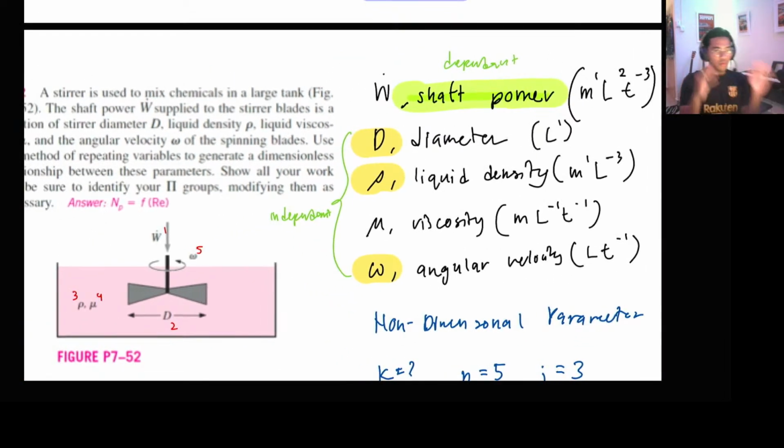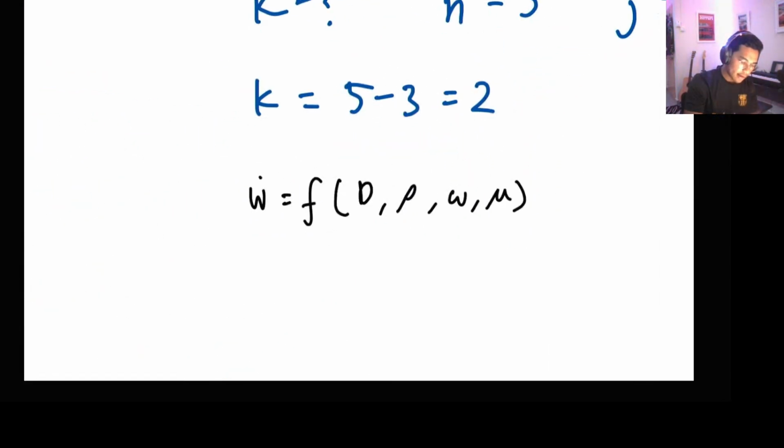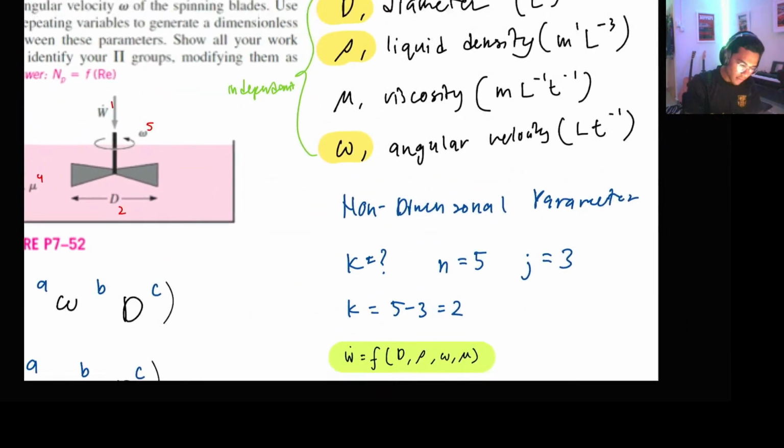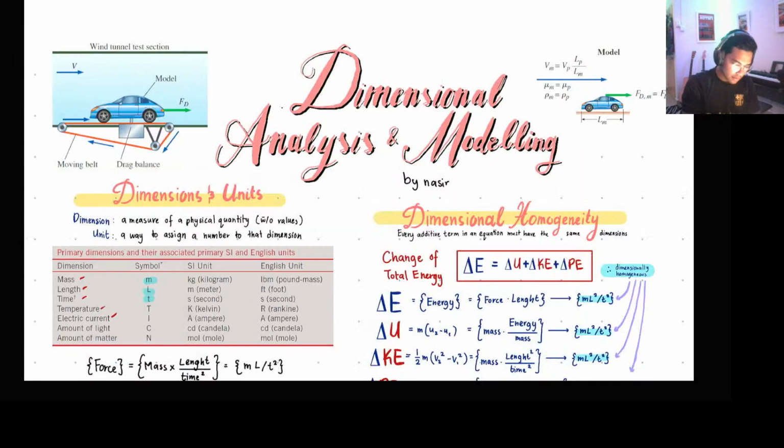Okay, so now you want to generate a function where W is a function of the others. Yes, this one. So once you find the dependent parameter, you want to write this equation, where W dot, which is shaft power, is a function of diameter, density, viscosity, and velocity. Okay. So now we go to step 2.